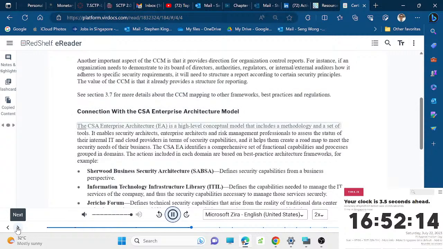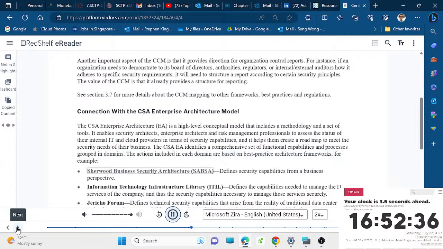Connection with the CSA Enterprise Architecture Model. The CSA Enterprise Architecture, EA, is a high-level conceptual model that includes a methodology and a set of tools. It enables security architects, enterprise architects, and risk management professionals to assess the status of their internal IT and cloud providers in terms of security capabilities, and it helps them create a roadmap to meet the security needs of their business. The CSA EA identifies a comprehensive set of functional capabilities and processes grouped in domains. The actions included in each domain are based on best practice architecture frameworks.